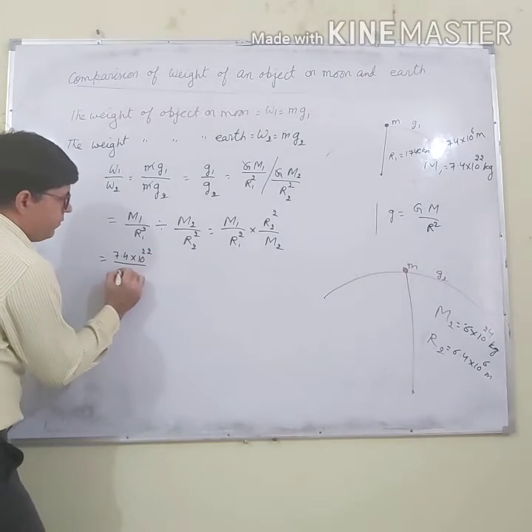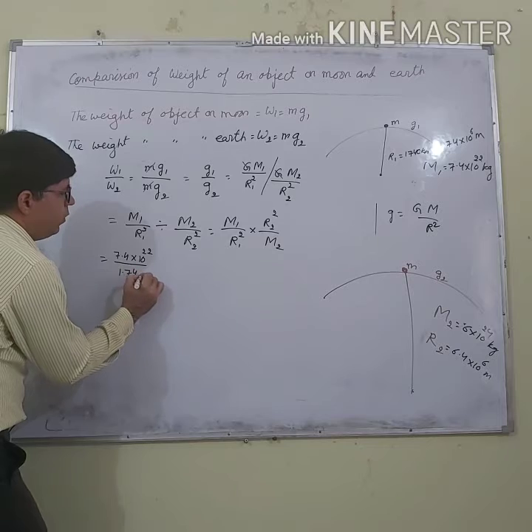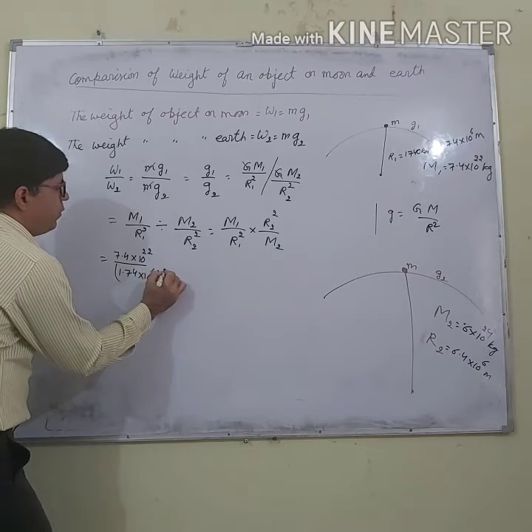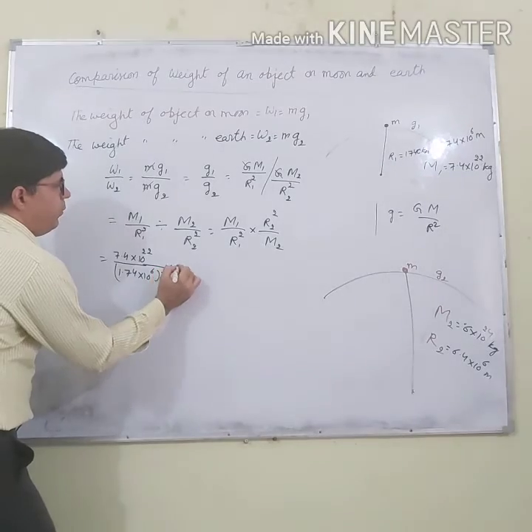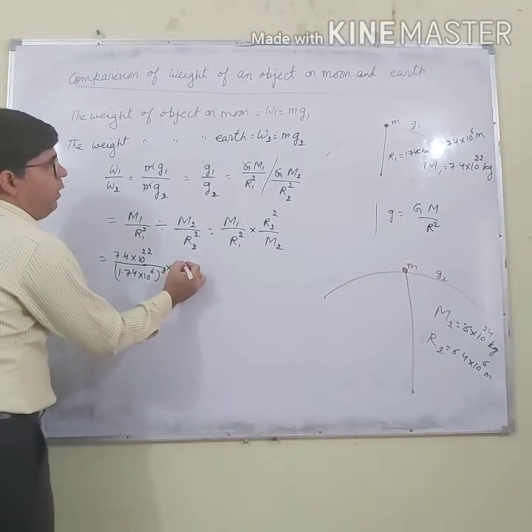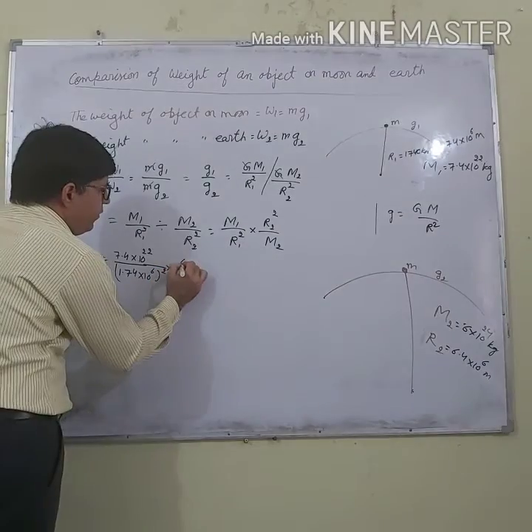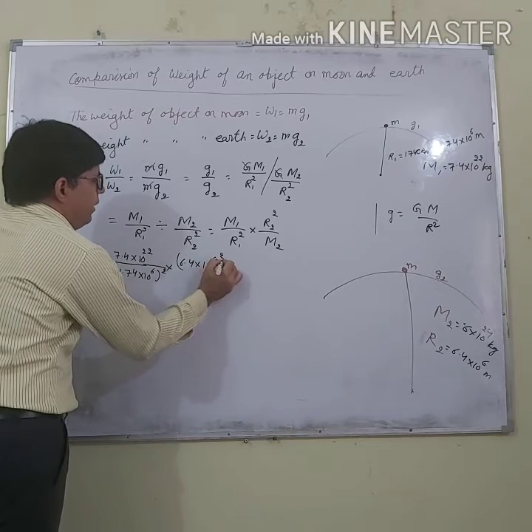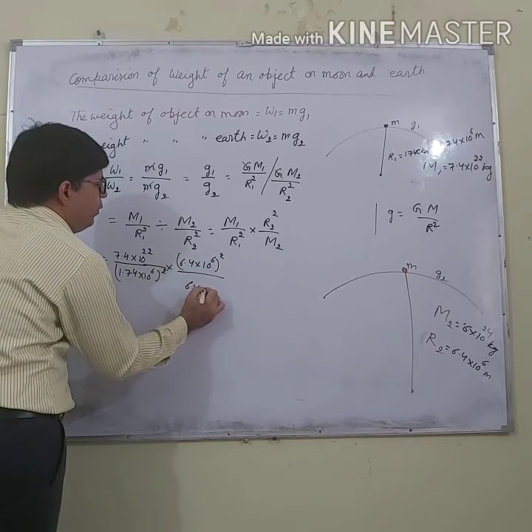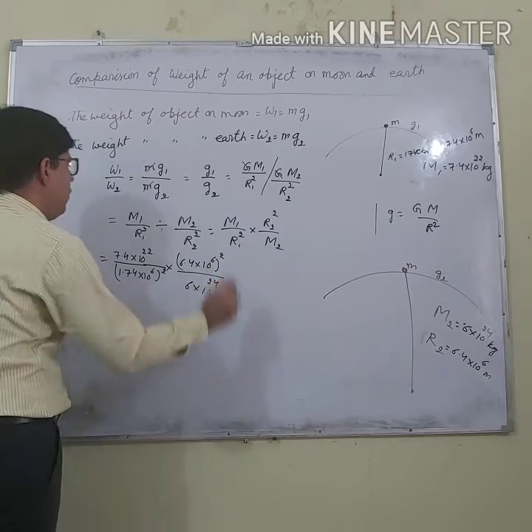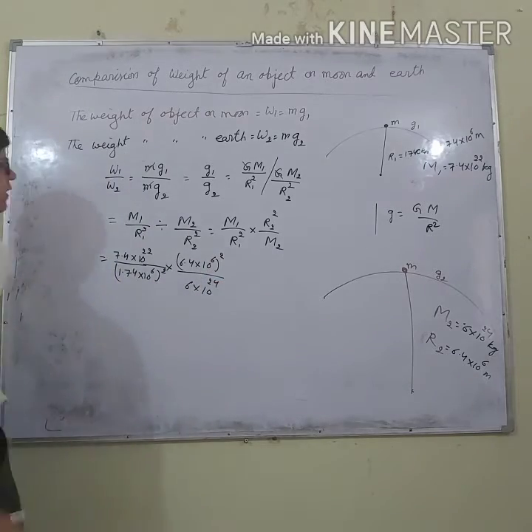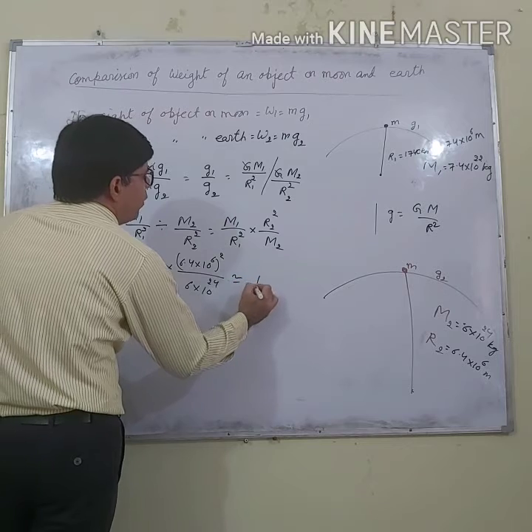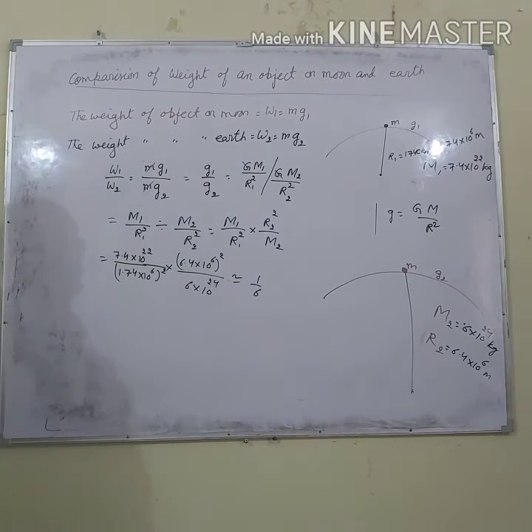R1 is 1.74 × 10^6 whole squared, multiplied by R2, where R2 is 6.4 × 10^6 squared, and M2 is 6 × 10^24. If you solve this, how much will it come? It will come of the order of 1/6.